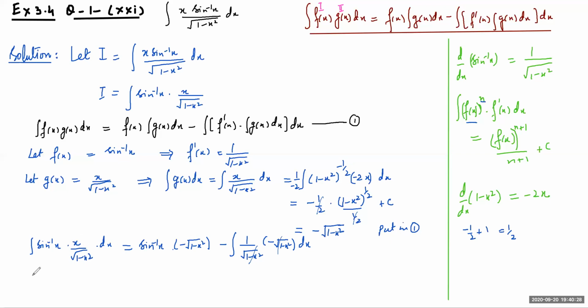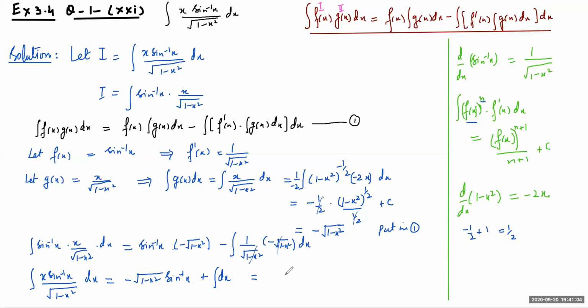I rearrange it as integral x sine inverse x divided by square root of 1 minus x square, I write this x here, into dx is equal to, this can be written as minus square root of 1 minus x square sine inverse x. Then minus and minus become plus. And what do I have? Integral dx. Perform this integration, and what will you get?